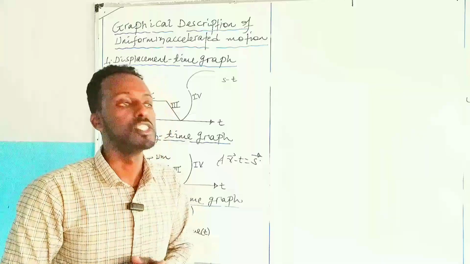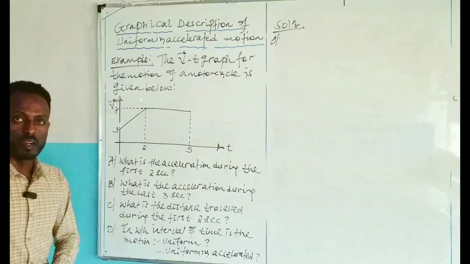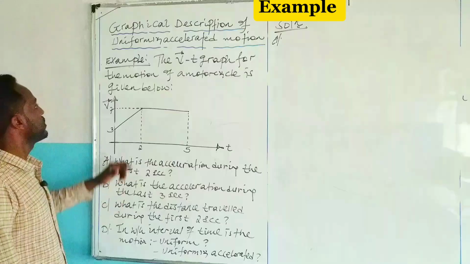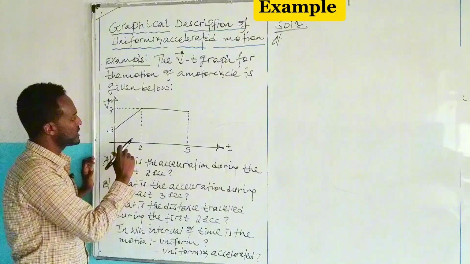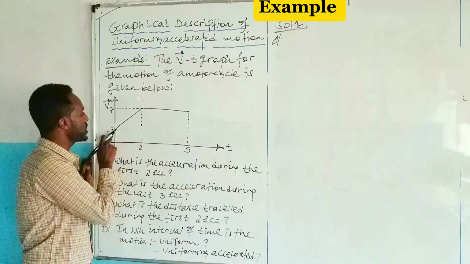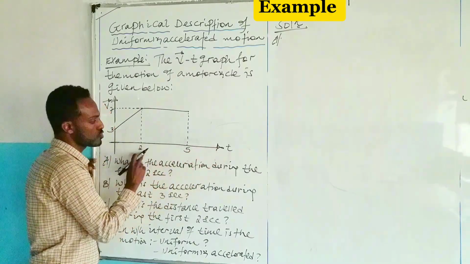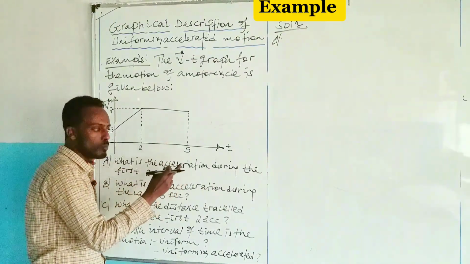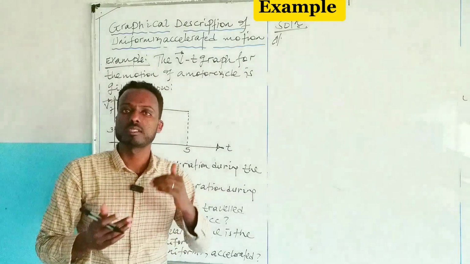We can easily see their differences. Now let's develop it together with a question, stay with me. Okay, here we have an example. The VT graph or velocity time graph for the motion of a motorcycle is given below. So the initial velocity of the motorcycle is 3 meters per second, and here we have 7 meters per second, and along the time axis there is 2 and 5 here. So what is the acceleration of the motorcycle during the first 2 seconds?